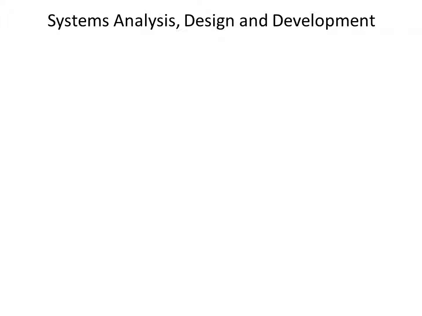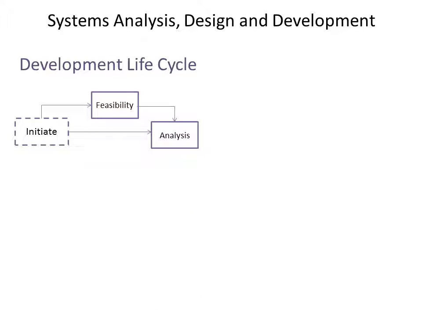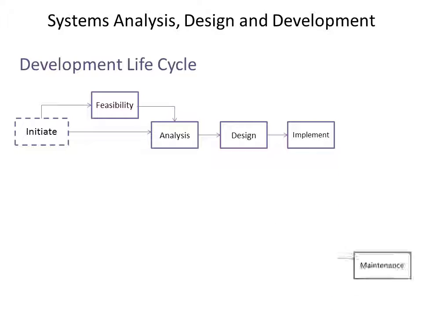Okay, systems analysis, design and development. We looked previously at the development life cycle. So for instance, somebody initiates it, usually it's managers or people above you, or somebody else initiates it and asks you to do something. You either do a feasibility or you go straight into analysis. It just depends on the complexity of it. If you do a feasibility, you'd go into analysis, or you'd go straight into analysis if it's not that complex. Then you do your design, your implementation and maintenance.